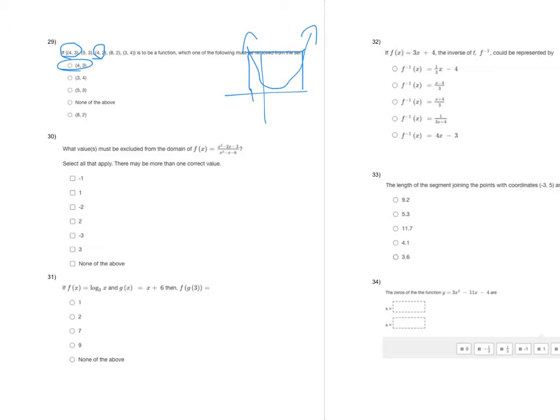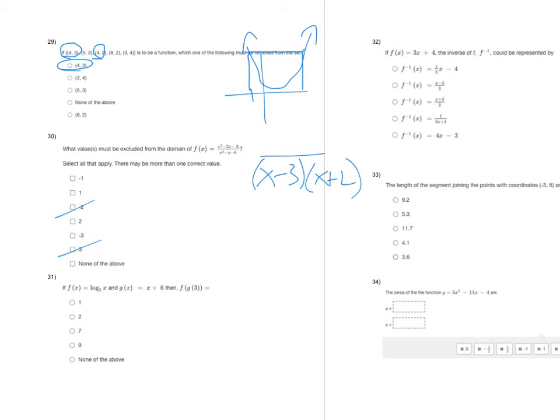Well, there's no roots, there's no logs, so the only thing I have to worry about here is what makes the denominator 0. And that's going to be easiest to see if I factor that. That factors as (x minus 3)(x plus 2). So I can see there's two values that would make that denominator 0. 3, not part of the domain, and negative 2, not part of the domain. We're looking for the values that are not part of the domain.